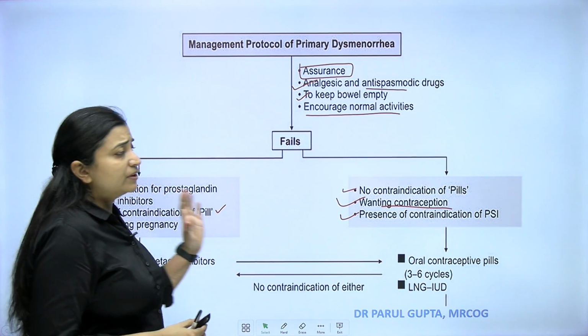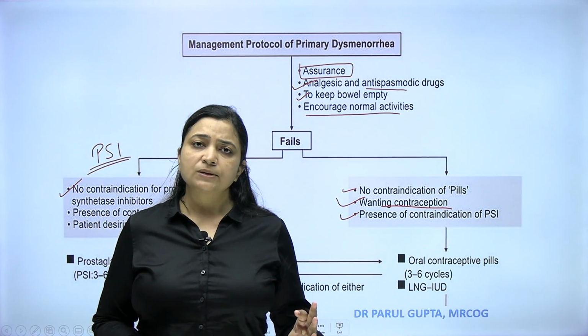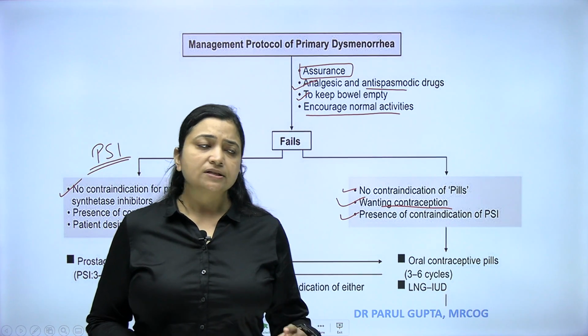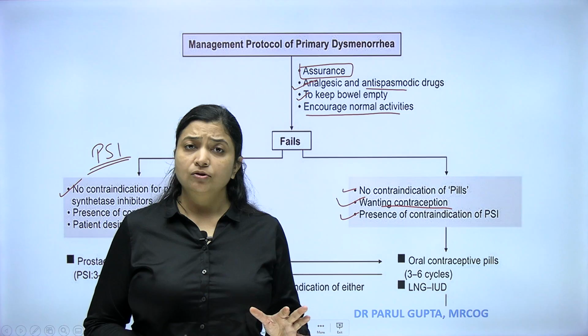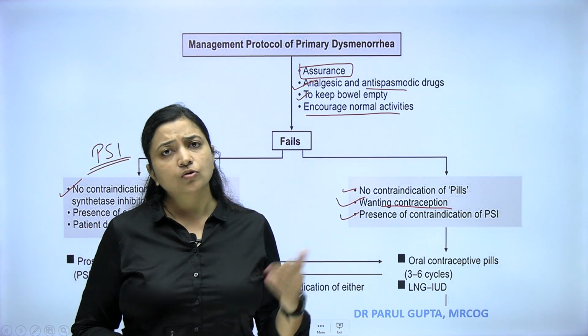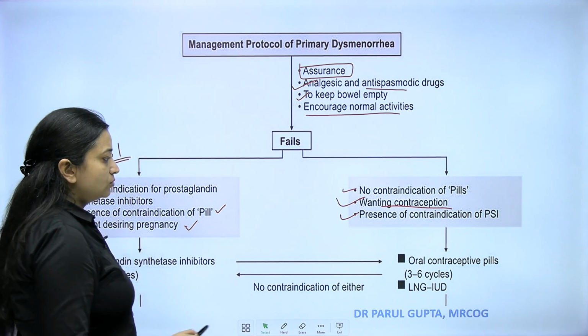So it is always a patient-tailored management, based on what your patient wants. If she wants contraception, she is ready to take OC pills, go for OC pills. If she does not want contraception, she is ready to take prostaglandin synthetase inhibitors, go for that. These are both the primary medications for primary dysmenorrhea.